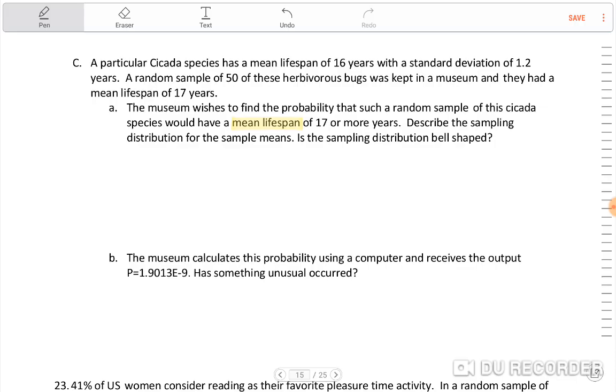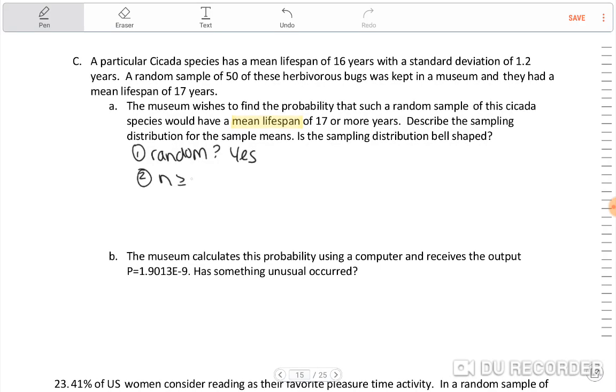The sample is said to be random, so that's number one, right? Is it random? Yes. And then we also need to check to see if our sample size is greater than or equal to 30. So is n greater than or equal to 30? Yes, because 50 is greater than or equal to 30. Stated. Yeah, stated.